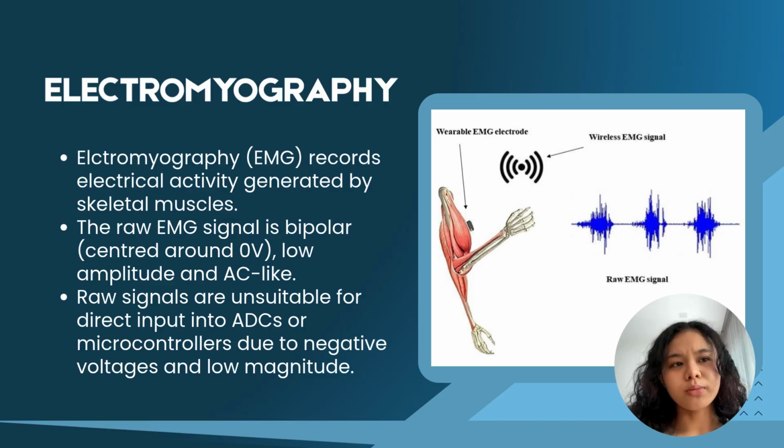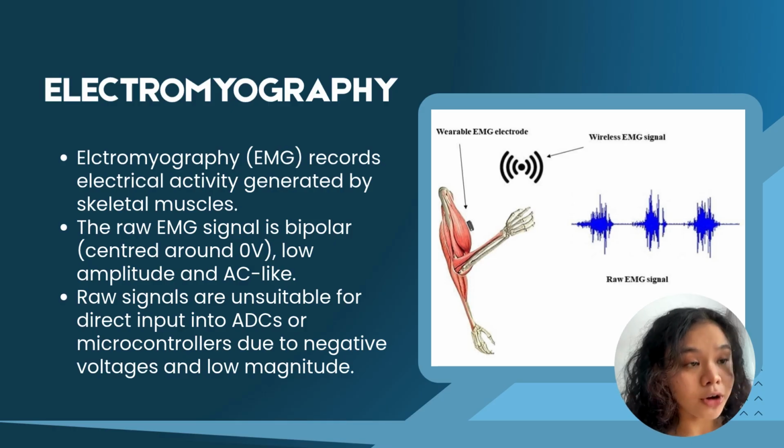So, what is electromyography? Electromyography is a medical device which captures the electrical potentials produced by skeletal muscles, typically covering a bandwidth of 20 to 500 Hz, with most energy between 50 to 150 Hz. Technically, the signal is bipolar, low in amplitude, and cannot be directly sampled by unipolar ADCs that accept only 0 until 3.3 volts or 0 until 5 volts. Feeding negative voltage risks data loss or hardware damage.